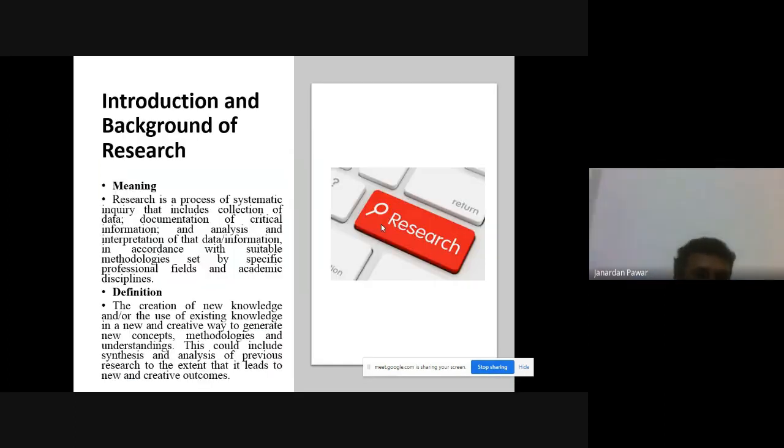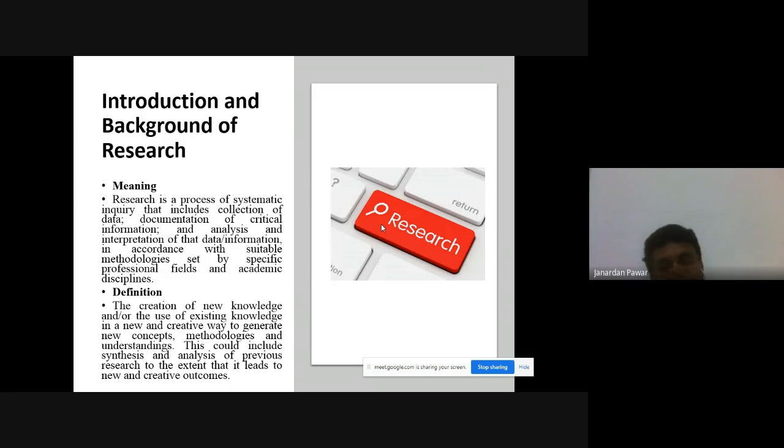Now, coming back to the concept of research, I'm giving just an idea about the concept of research in 2 minutes only. After that, I'm going to tell you how to choose the topic and all. Here I have taken the concept of research; we have already seen it, and even the definition we have seen. There is no need to repeat this. Research is the process of systematic inquiry, as Sanjay sir said, that includes collection of data, documentation of critical information, and analysis and interpretation of that data and information in accordance with suitable methodologies set by specific professional fields and academic disciplines.